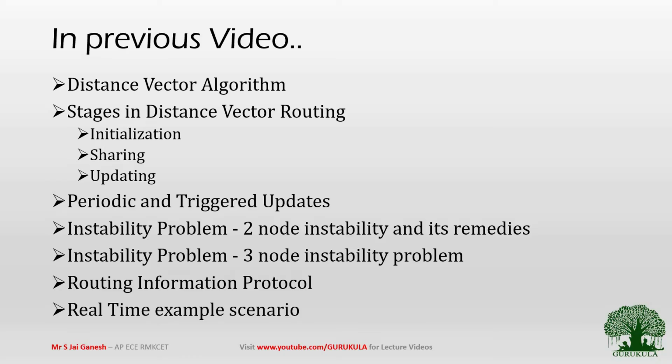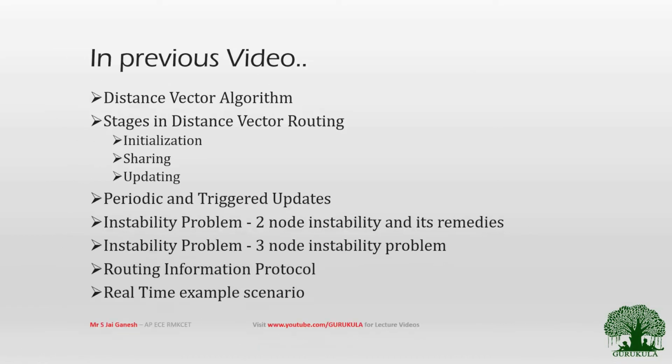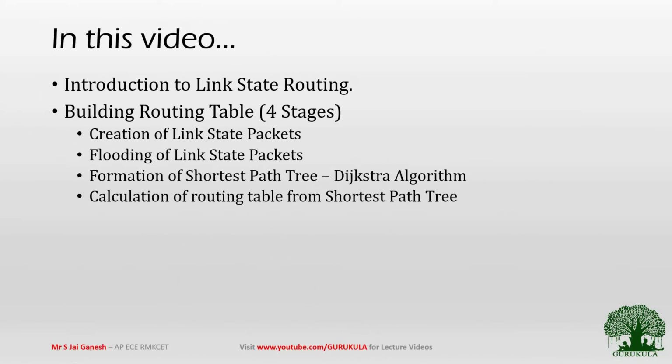In our previous video, we spoke a lot about the distance vector algorithm, and with this note, let us see what link state routing is. In this video, we will be covering the introduction to link state routing, and then we will see how link state routing actually builds the routing table, which takes 4 steps in total. The first one is creation of link state packets and flooding of link state packets, then formation of the shortest path tree, and calculation of the routing table from the shortest path tree which is created in the previous step.